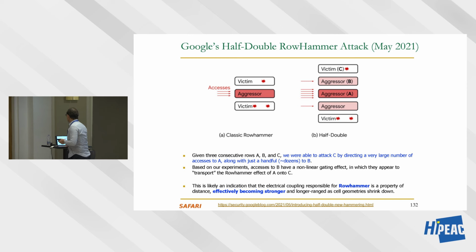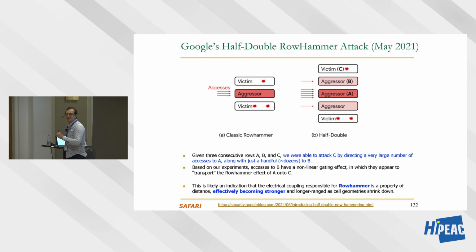This is an aggressor row. You keep activating it, victim rows get bit flips. That's Rowhammer, right? We know that. Now, this is the aggressor row. If you activate this aggressor row many times, and then if you activate this aggressor row B a little bit, maybe tens or hundreds of times, the victim gets bit flips.